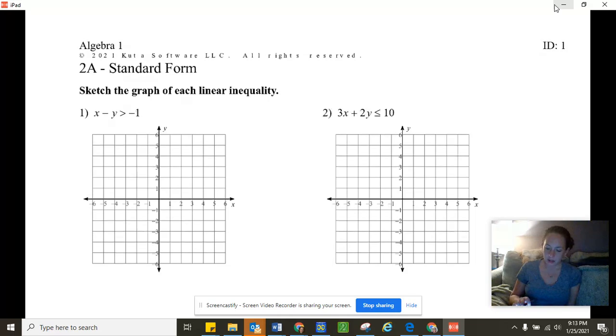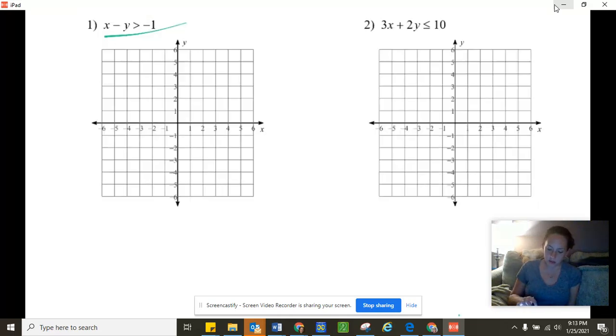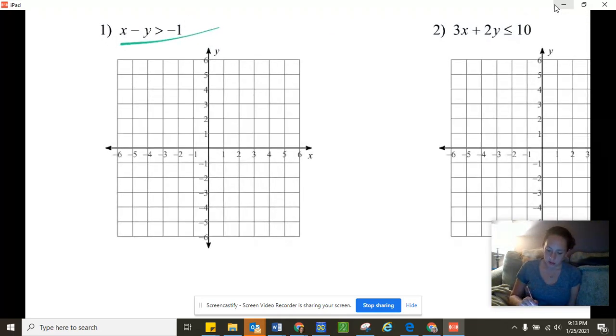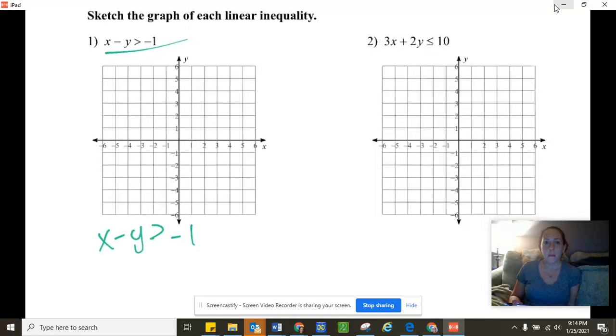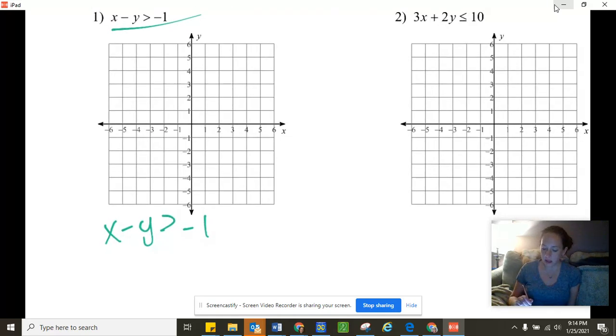So I'm going to take this equation and move it over here. So x minus y greater than 1. Now, we've done this before with equations, and we have solved inequalities. The only thing you have to really remember is that if you divide or multiply by a negative, the inequality symbol will change directions, okay? But we're going to do this just like we did with equations.